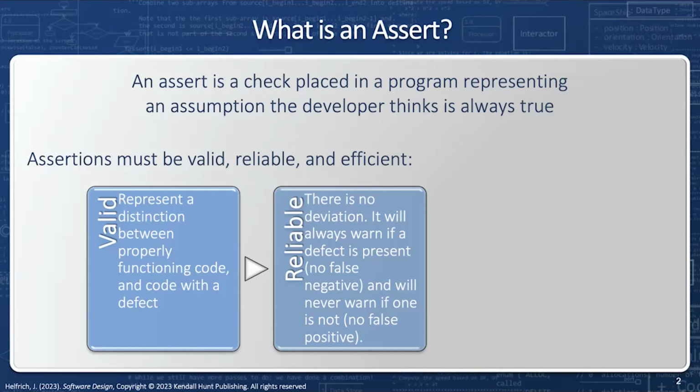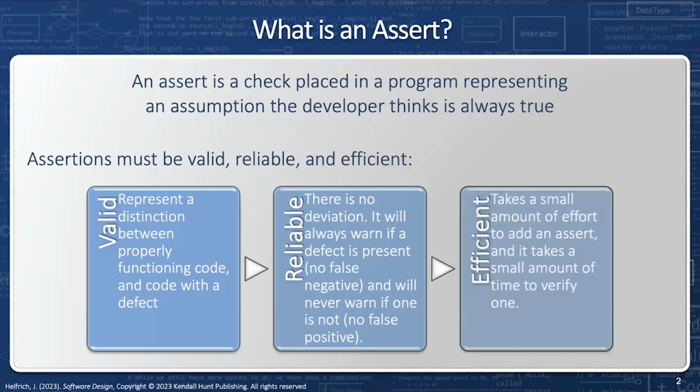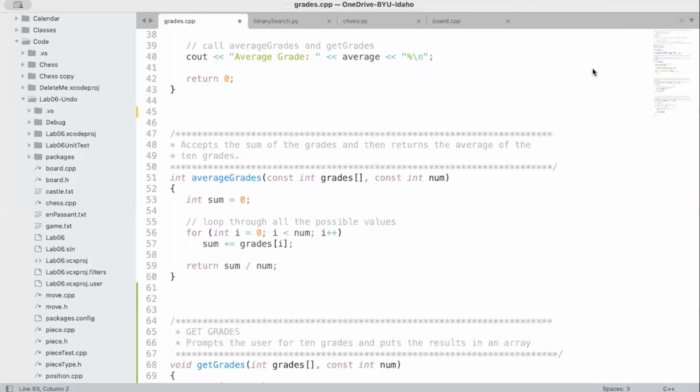If an assert fires, we know there's a problem. If it doesn't, then there's no problem. And finally, we want it to be efficient. It should take a small amount of effort to add an assert, and it should take the computer a small amount of time to verify it. If all of our checks are valid, reliable, and efficient, then we'll be able to quickly and efficiently find our bugs. So let's take a look at some examples of asserts that are valid, reliable, and efficient, and some that are not.